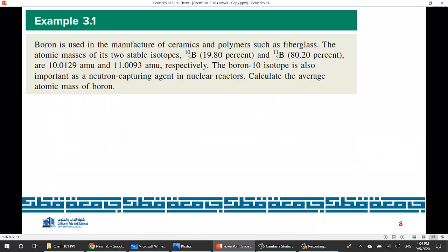Here is an example to calculate the average atomic mass. The example says boron is used in the manufacture of ceramics and polymers such as fiberglass. The atomic masses of the two stable isotopes, B10, which is 19.8%, and B11, which is 80.2%, are 10 point something and 11 point something AMU. So we're given two isotopes of boron with their natural abundances, and also their exact masses. The boron 10 isotope is also important as a neutron capturing agent in nuclear reactors. Calculate the average atomic mass of boron.